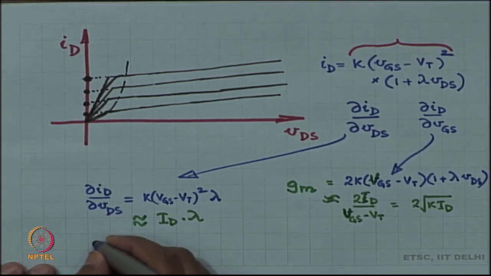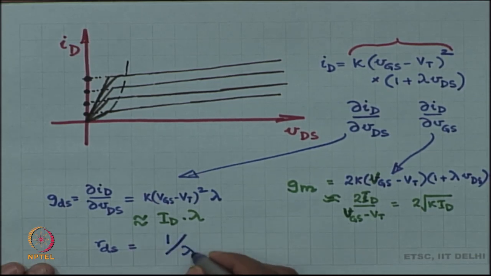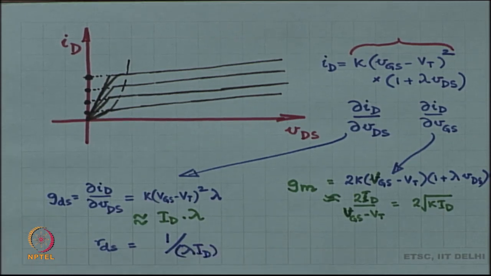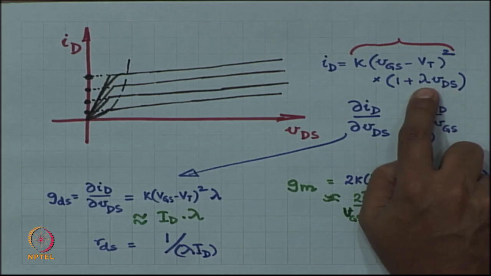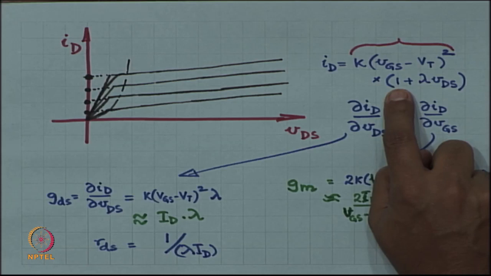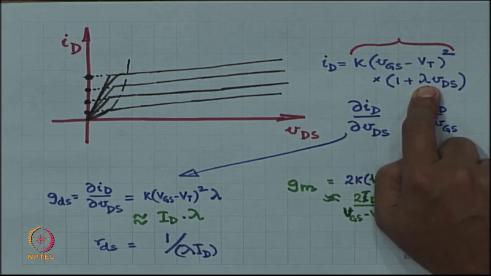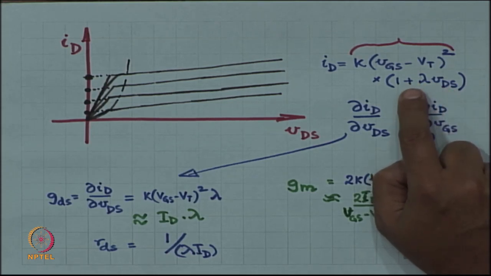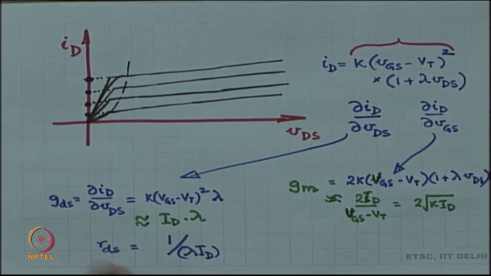This also means that RDS, this was GDS, RDS is 1 by lambda ID. What are the units of lambda? Look at this expression, 1 plus lambda VDS. There is a 1 over here and there is a lambda VDS. You are adding two things. On one hand you are adding a 1, on the other hand you are adding lambda VDS. So, what is the dimension of lambda? 1 by volt. Okay, it is 1 by volt, because only then lambda VDS becomes a number. 1 by volt means volt is in the numerator divided by current, that is resistance. So, it all checks out, okay, all satisfied.